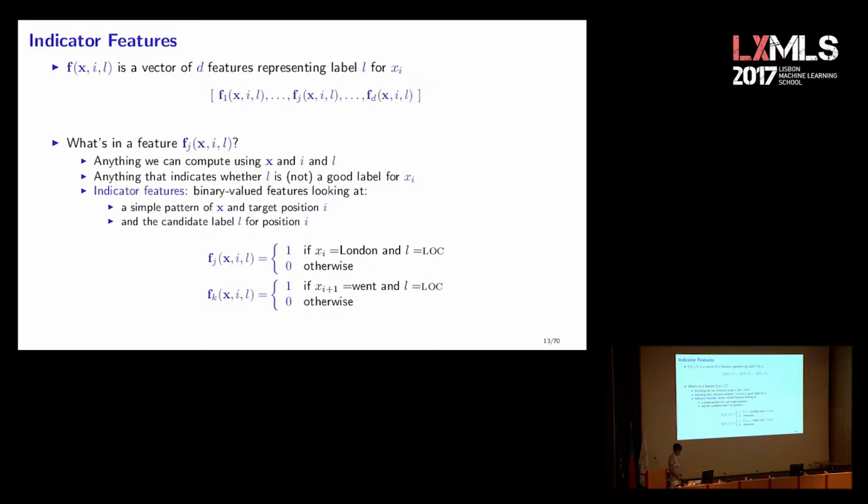So as I said before, f of x_i is a function that produces a vector of features. This thing is a vector of d features, so it's a d-dimensional vector. We can plot it like that: this would be a vector, and this is coordinate number 1, coordinate number j, coordinate number d. So what is each of these coordinates?